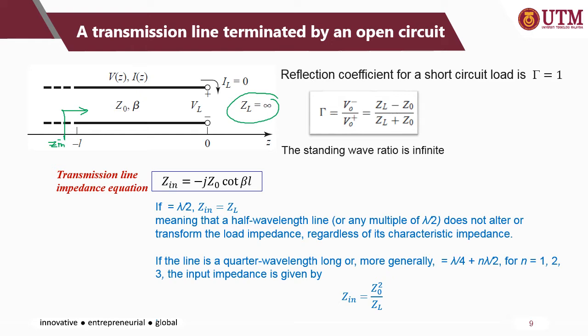Right, so the reflection coefficient when ZL equals infinity, so infinity divided by infinity, is equal to 1. And the standing wave ratio is infinite. So what is the SWR equation? It's 1 plus the reflection coefficient divided by 1 minus the reflection coefficient.